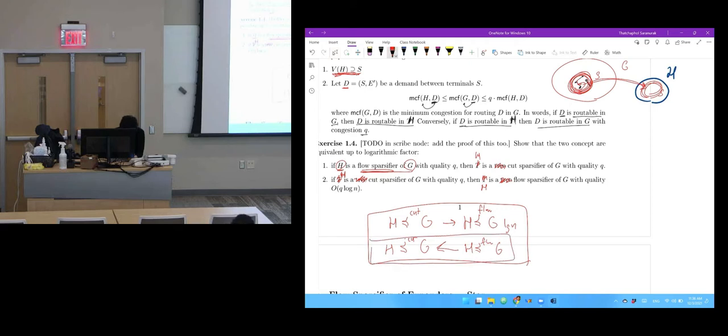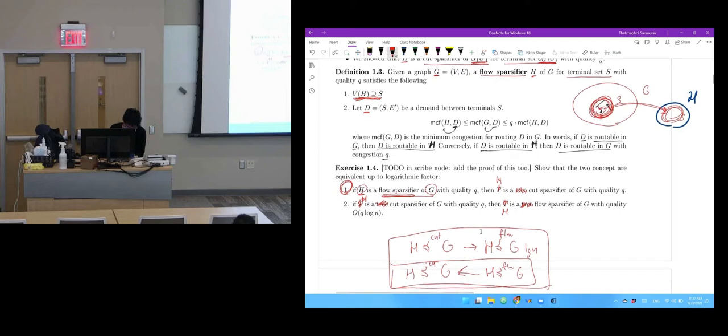If it is a flow sparsifier, then it's a cut sparsifier. Can you see the definition of flow sparsifier? Here is the definition. Basically, you want H to contain the terminal set, and given any demand between the terminals, if the demand is routable in G, then it should be routable in H. And if it's routable in H, it should be routable in G with some congestion.